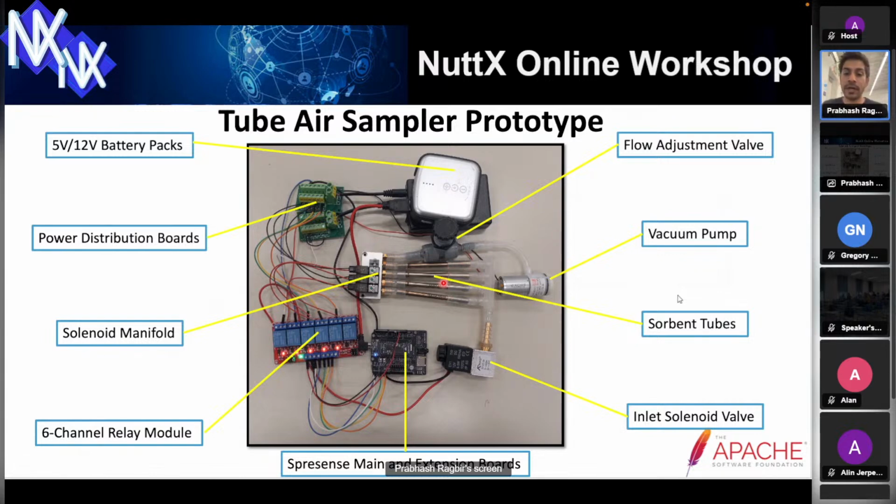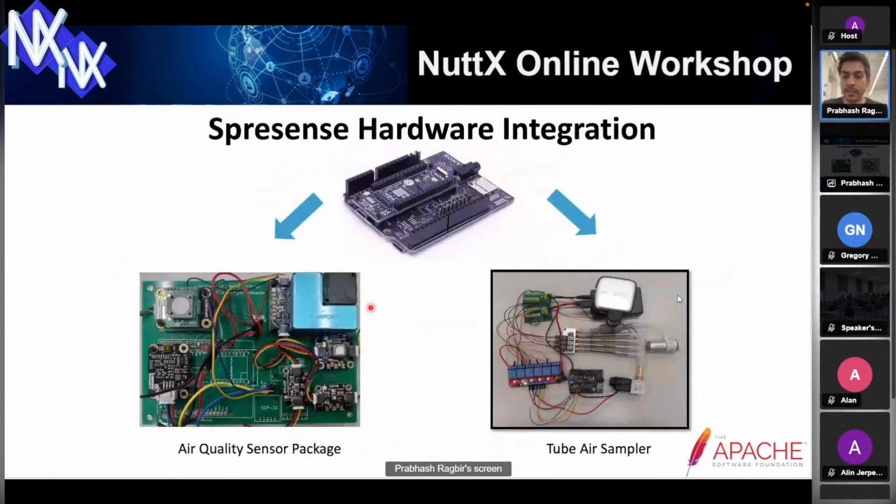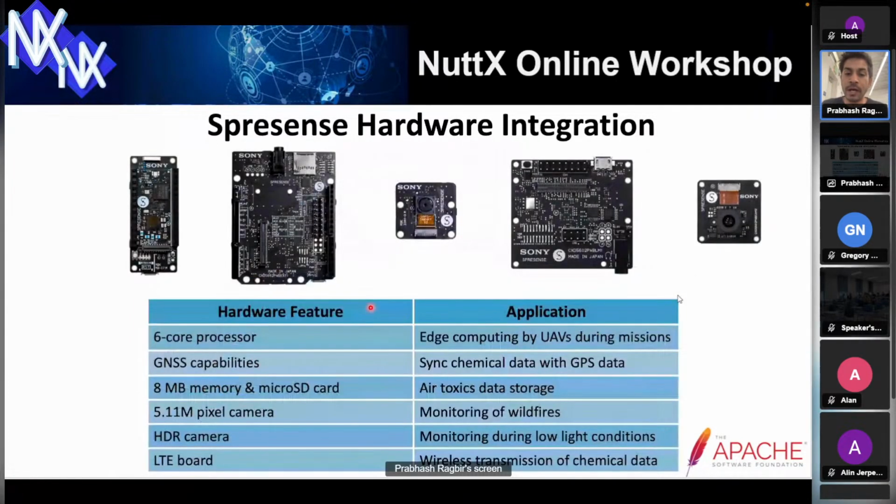And the entire operation is controlled by another Spresense. We decided to keep both systems independent of each other, but it is also possible for us to just use one Spresense later on to control both operations. But for now, we decided to keep it independent. Again, each system has its own Spresense.